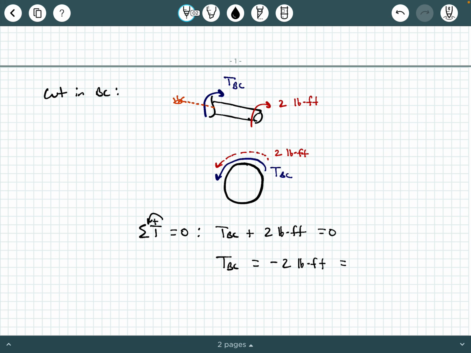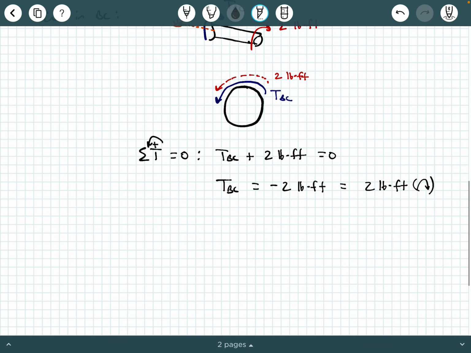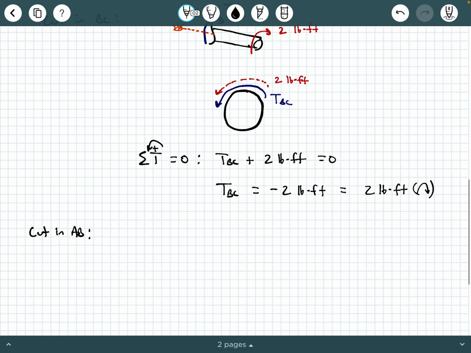And what does that negative indicate? Well, we can write that as 2 pound-feet with TBC rotating actually clockwise. So that internal torque TBC is rotating opposite of what we assumed because it was negative, okay? So again, all this is a method of sections technique. Next, I'm going to make my other cut in AB, in the domain AB, and I'm going to follow a similar process.